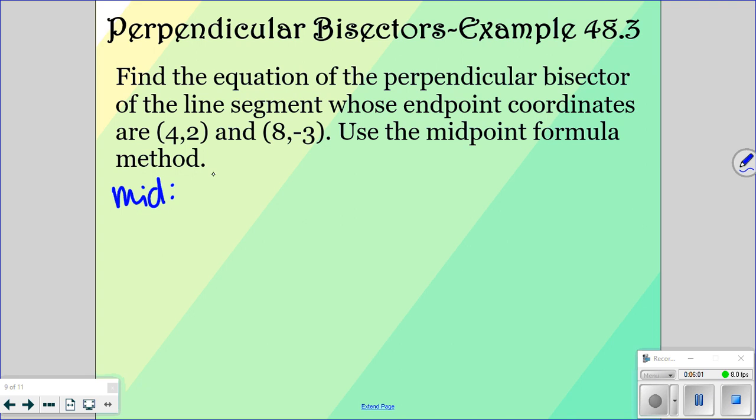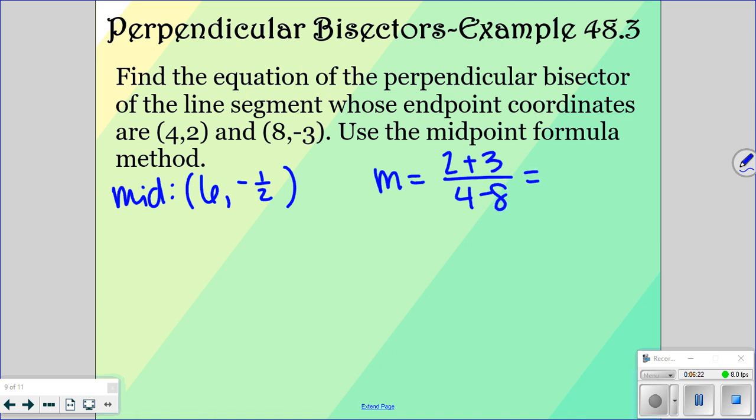So 4 plus 8 is 12, divided by 2 is 6. 2 plus negative 3 is negative 1, and divided by 2 is negative 1/2. And then you need your perpendicular slope. So your slope is 2 minus negative 3, over 4 minus 8. So 5 over negative 4. And then the perpendicular slope would be a positive 4 over 5.